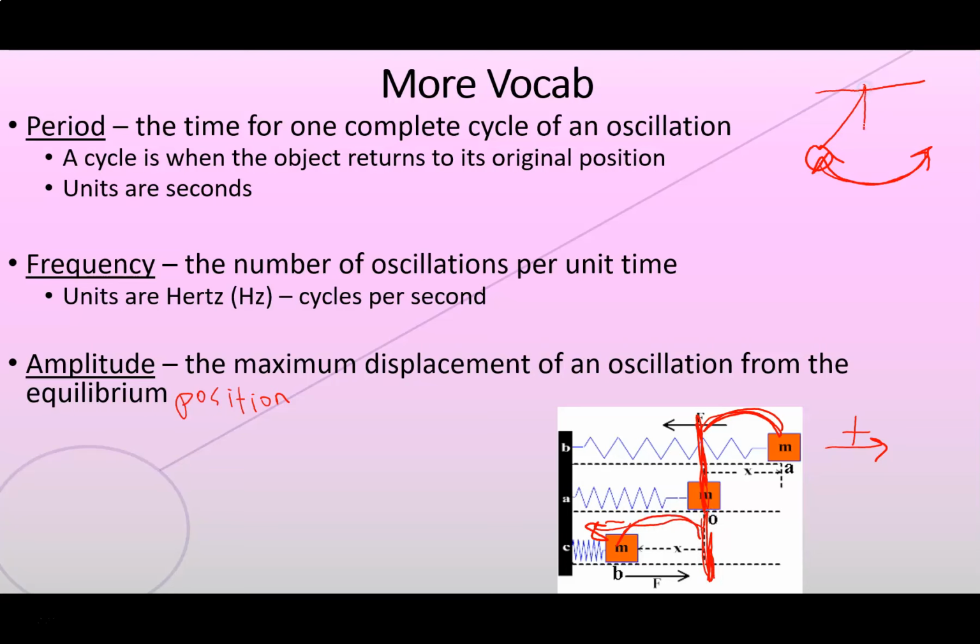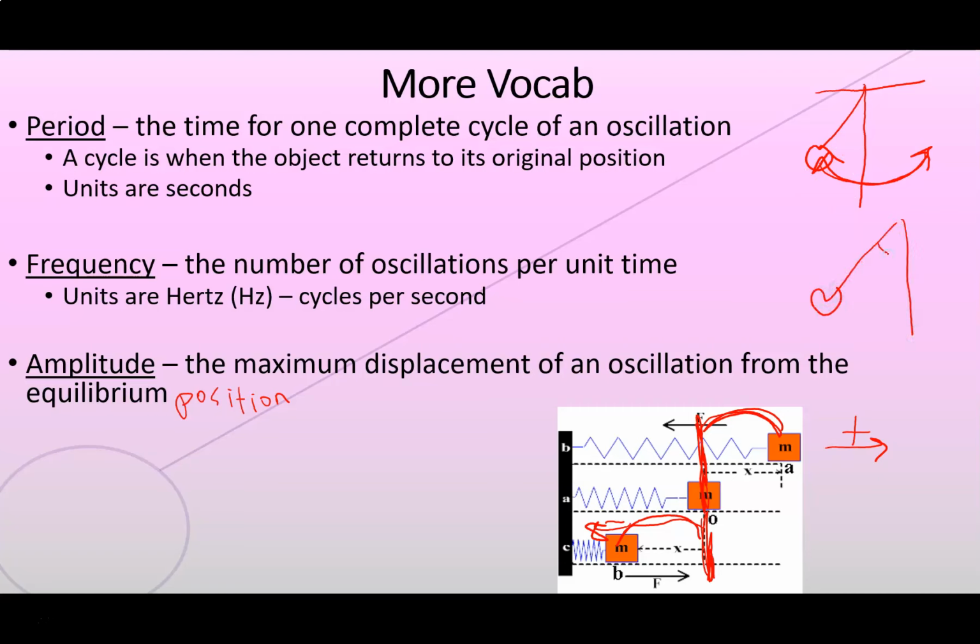Now for this pendulum, I would say right in the middle there is the equilibrium position. And then usually for a pendulum, let me redraw that real quick, it's by angle. So this angle here is the maximum displacement from equilibrium. That's the amplitude of the pendulum.